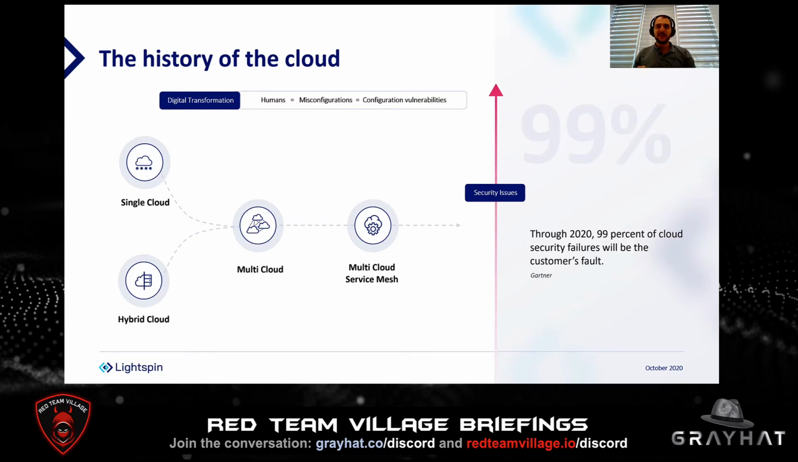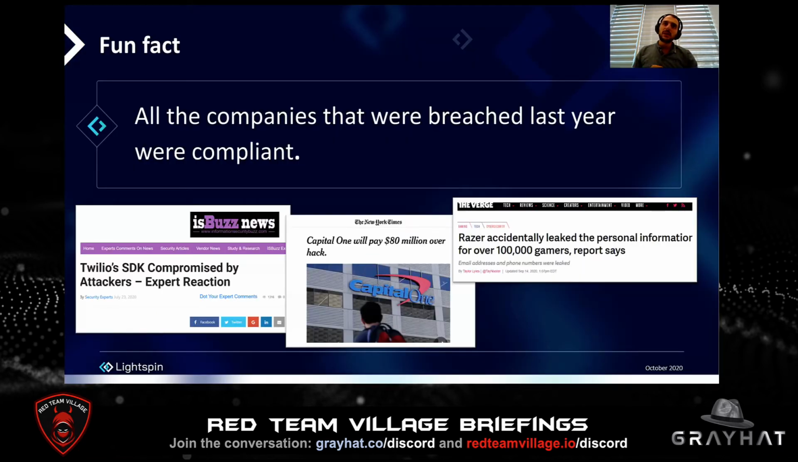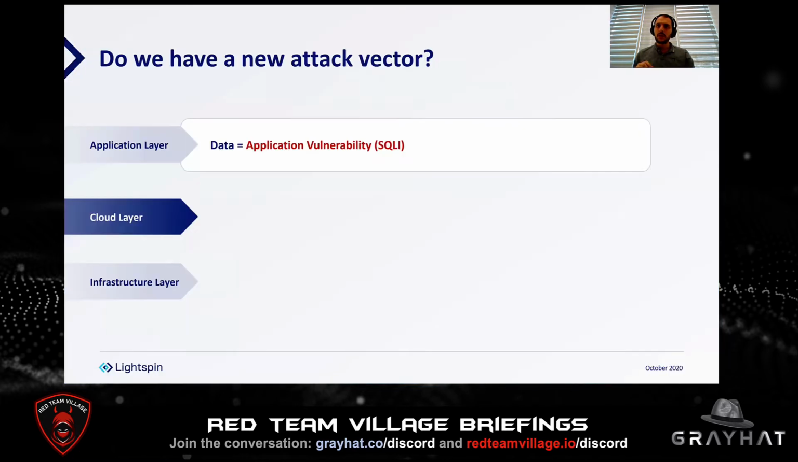But before, a fun fact. All the companies that were breached last year were compliant. Now, it's interesting because it means compliance is not good enough. So even if you use an open source tool, or some vendors do benchmark analysis and compliance, you actually just get a checklist analysis to check if you're standing in regulation or not. It's not good enough.